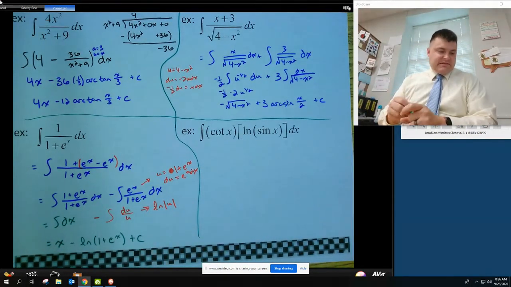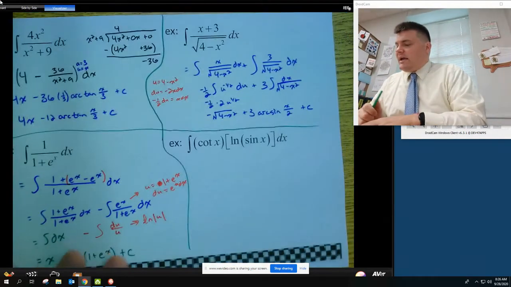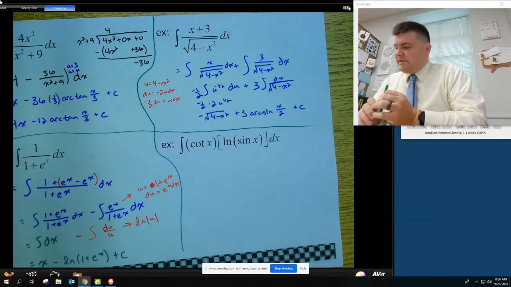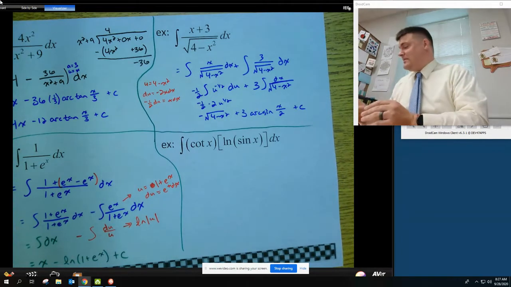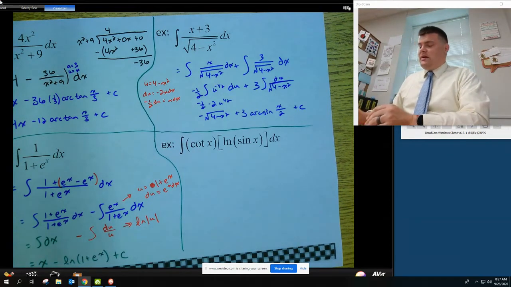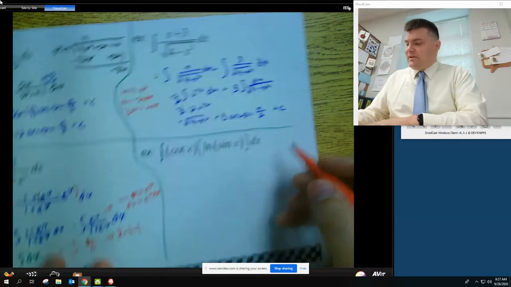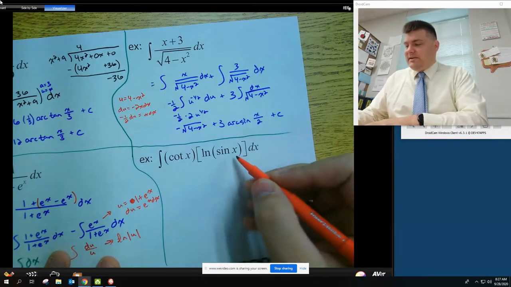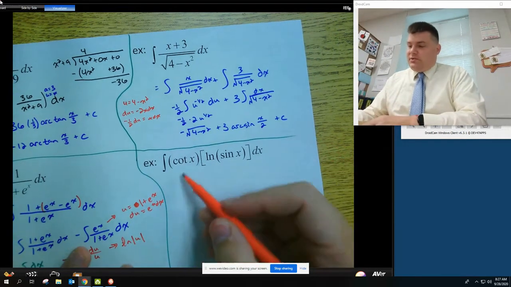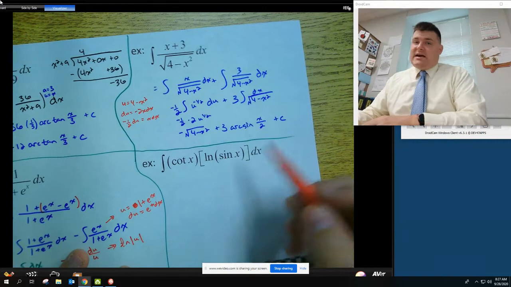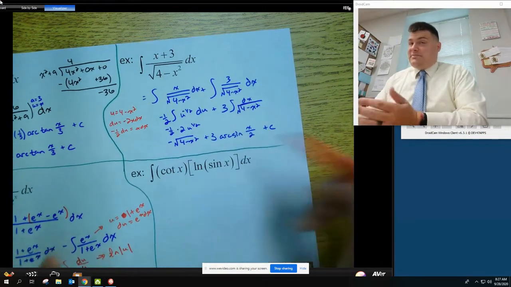All right, last but not least here, I have cotangent of x times ln of sine of x, which this one actually is not that bad. Looks like it's ugly here, but a u sub will actually work. How do I know that? Well, if I let u equal sine, I'm going to be stuck with an ln of u. It's not going to cancel out cotangent. If I let u equal cotangent, it's not going to knock out an ln of sine. But the derivative of an ln of sine is actually pretty easy to do.